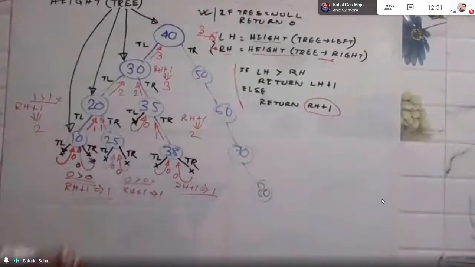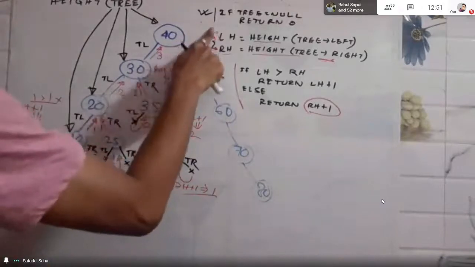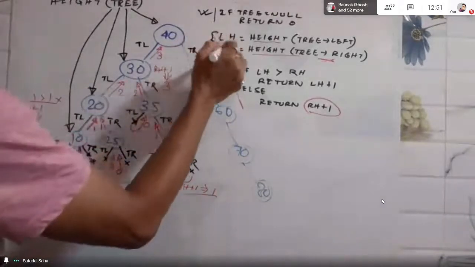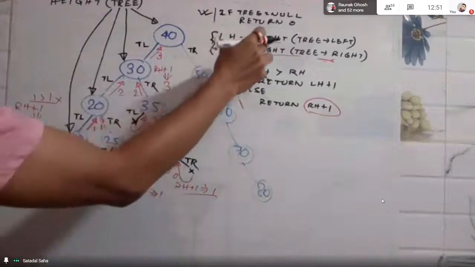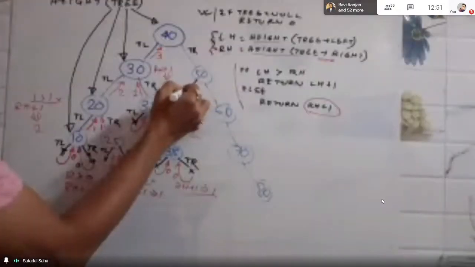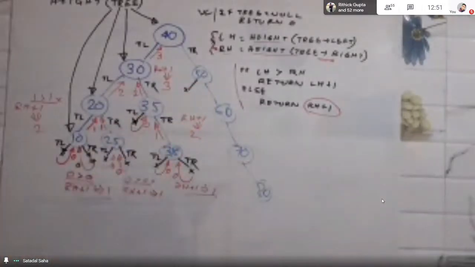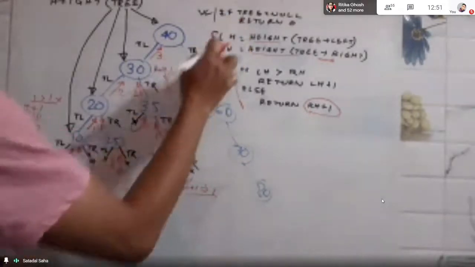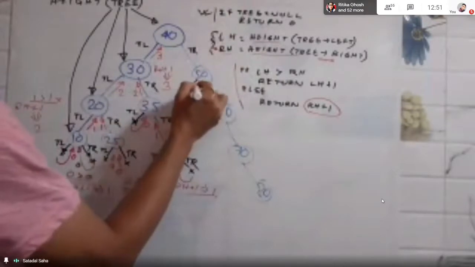Now sitting at 50, again it will be calling height with its left and right subtree. Now we are in 50. In 50 it is having the left subtree as null. So when the left subtree is called from 50, it is returning back, because null will always return 0, so it will return back the value 0.